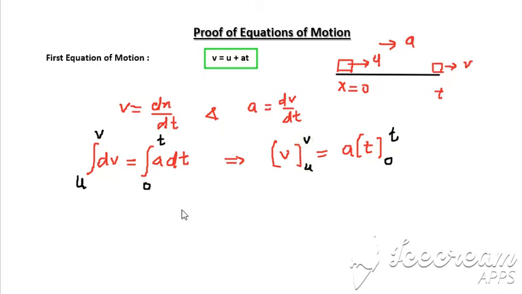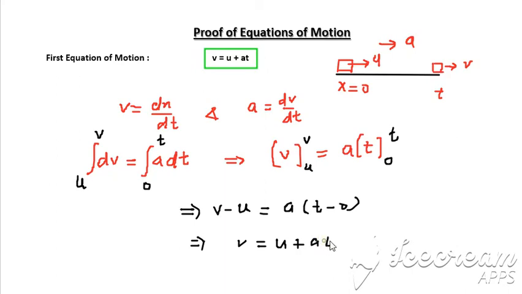If we go further, this reduces to v minus u is equal to a in bracket t minus 0. By simplifying or rewriting this, we can write v is equal to u plus at. Now if you look carefully, this is the equation we were supposed to derive. So that's the derivation or proof.